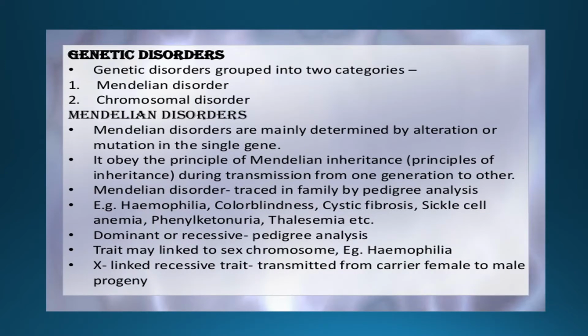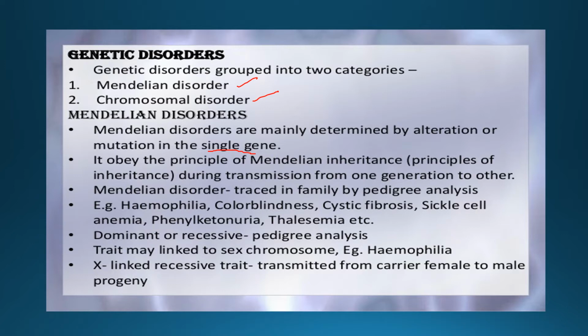Now, genetic disorders are classified into two types: Mendelian disorders as well as chromosomal disorders. Mendelian disorders are caused due to mutation in a single gene. Chromosomal disorders are caused due to addition or deletion of chromosomes at the time of meiosis. Coming to Mendelian disorders, there is usually a mutation in a single gene. That's why we call them Mendelian inheritance, and they are transferred from one generation to another.